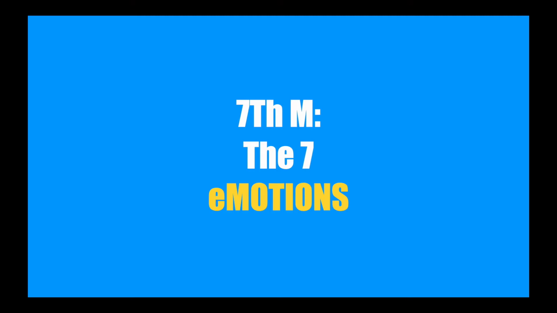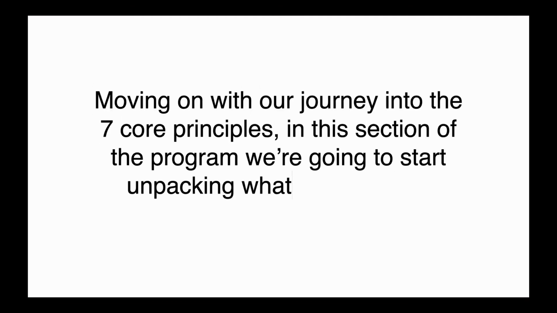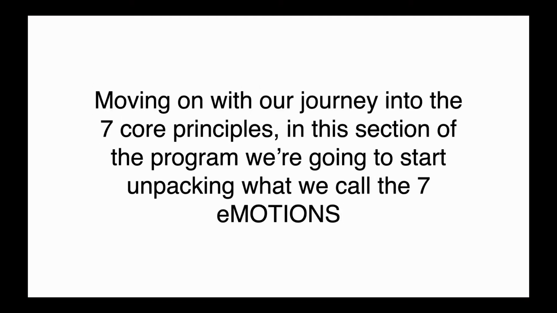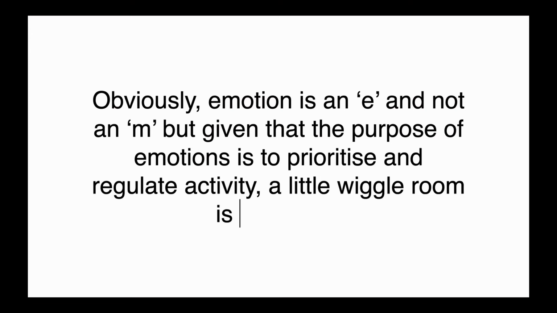And you're about to start to uncover some of the most important aspects of the overall mind map system, so the emotions. So moving on with our journey into these seven core principles, this is where we're going to be unpacking the seven emotions, right? So obviously emotion is an E and it's not an M. But given that the purpose of emotion is to prioritize and regulate activity, in other words, motion, right? I'm giving us a little bit of wiggle room here, right? The emotions are a really important part of this overall process.